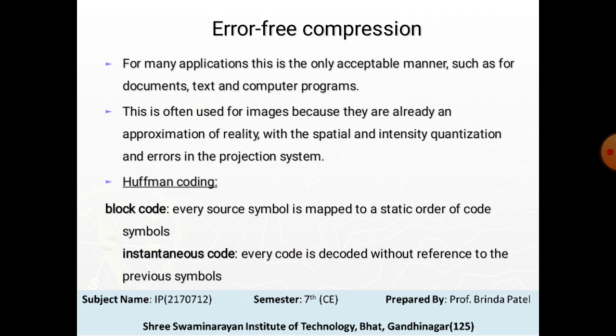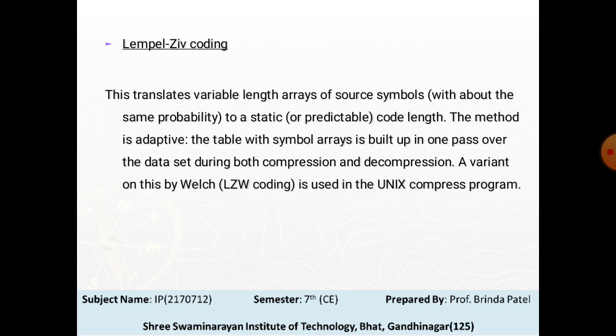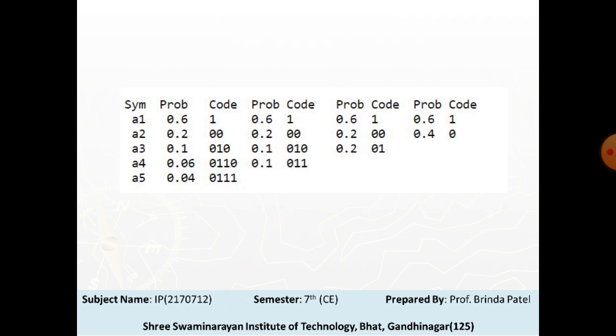Now first is Huffman coding. This is a popular method to reduce the coding redundancy. Here the symbols are coded one by one. An optimal code for the set of symbols and probabilities is generated. First is the block code, where every source symbol is mapped to a static order of code symbols, and it is an instantaneous code: every code is decoded without reference to the previous symbols and is uniquely decodable. So it can be generated like this.